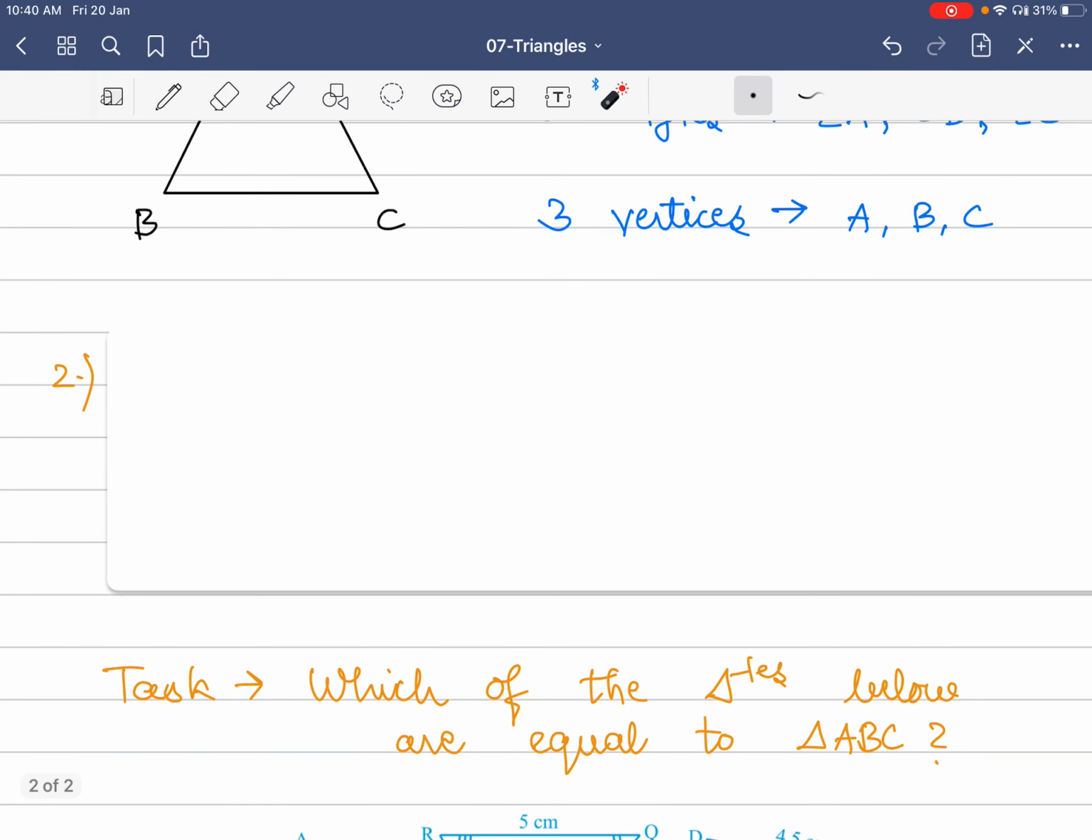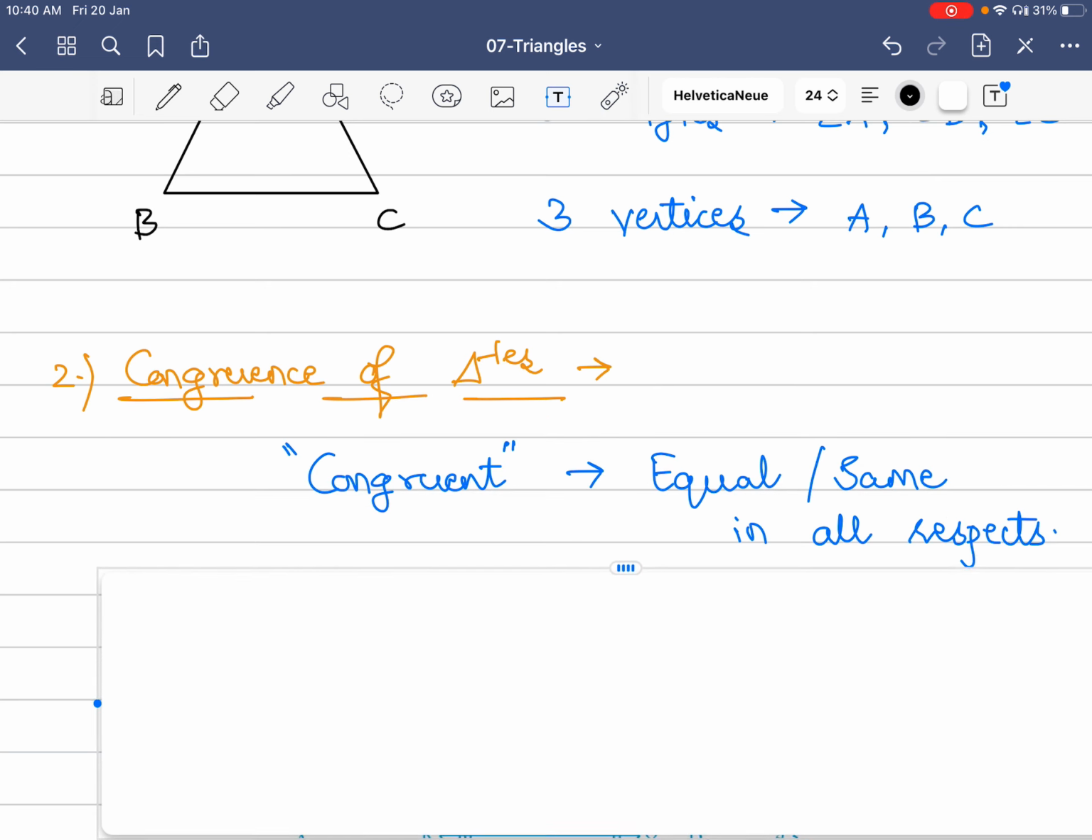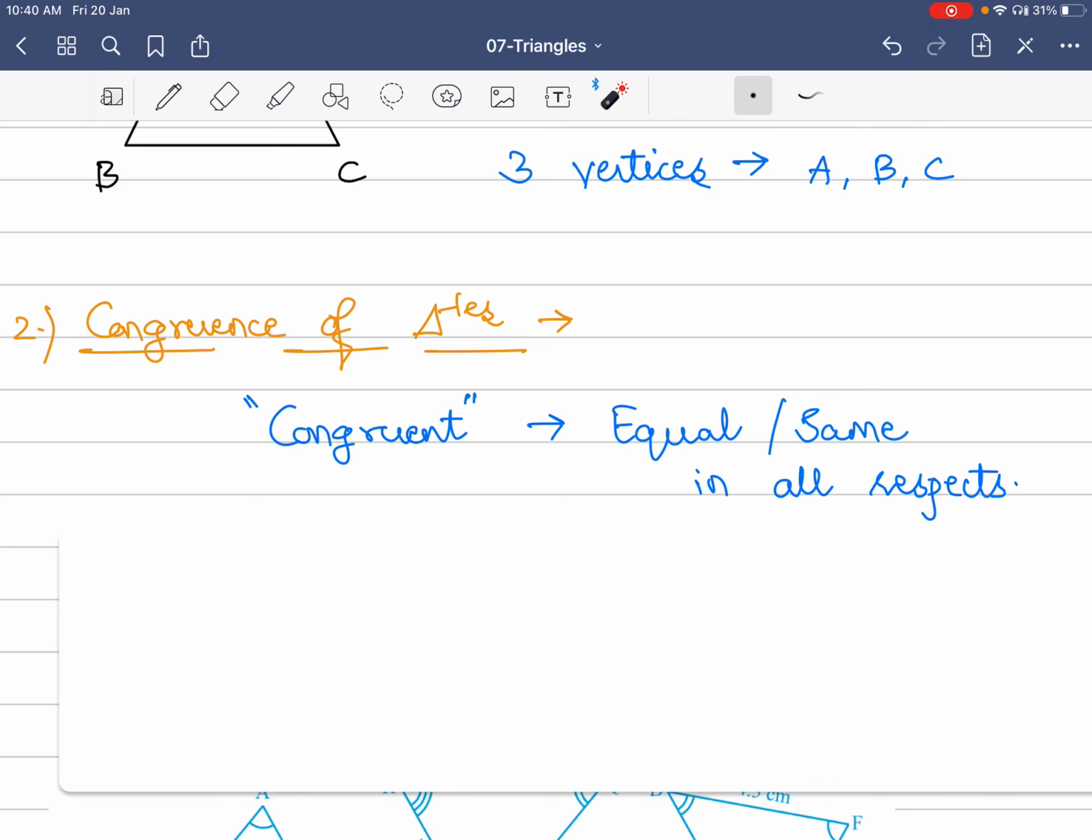Now, let's move ahead. I'm going to remove this. Now we want to understand congruence of triangles. Okay, so first let's see what is the meaning of congruence. The word congruent means equal or same in all respects. Now this is a very important point. Two figures are said to be congruent to each other. Any two geometrical figures, I'm not just talking about triangles, even if you take two circles or two squares, they are said to be congruent to each other if they are equal or same in all respects. Now when we say in all respects, what does it include?